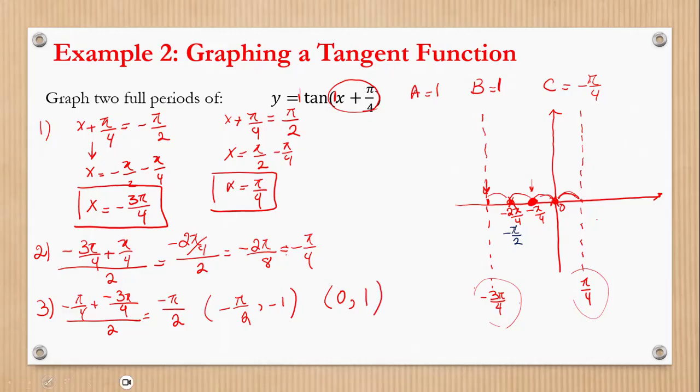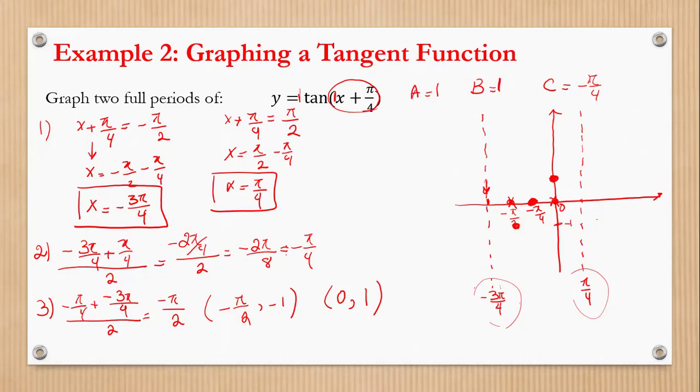Let me show all the points. Again, let me just clean this part. That's negative pi over 2 and negative 1. That's my first point. 0 and positive 1 is another point. And now I can graph the function.